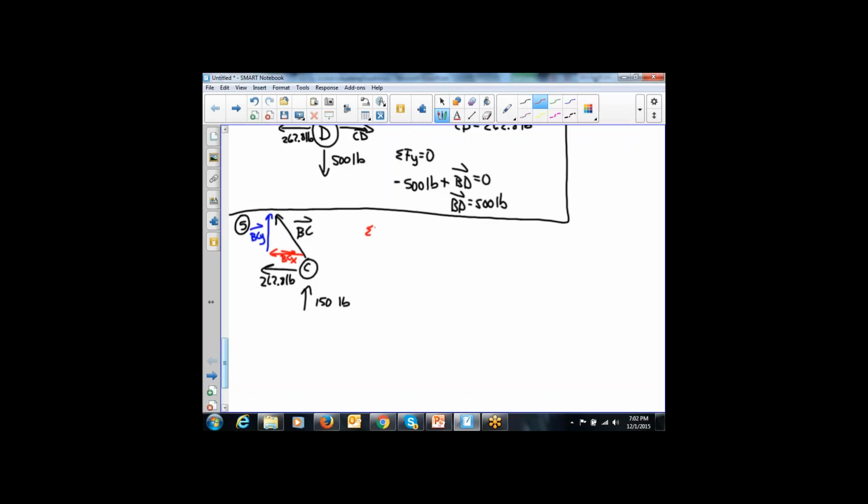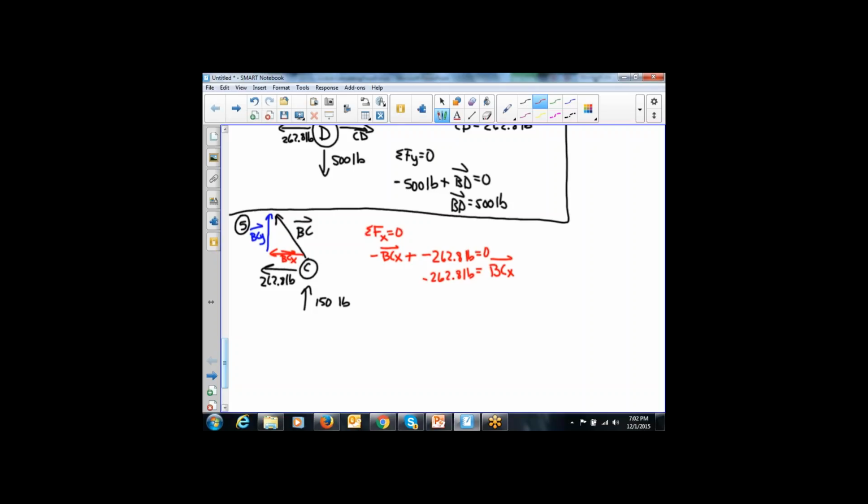So I'm going to do the exact same things that I've been doing. I'm going to sum the forces in the X direction. I have a go left of BCX, so it's going to be a negative, that's my go left notation, of BCX plus a go left of, so negative 262.8 pounds, that has to equal 0. So it turns out that BCX is going to remain negative. That means BC is not actually in tension, it's in compression.